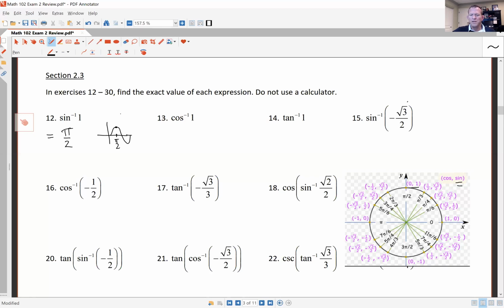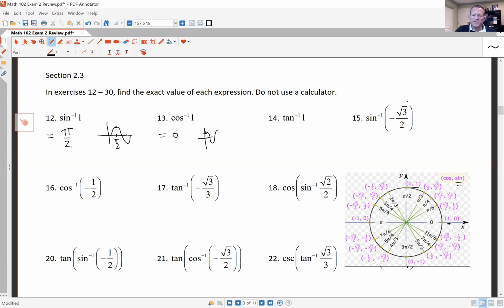The inverse cosine of 1, we're looking for the ordered pair where the x value is 1. That's this one. This is 0 radians. And again, I remember this because I know the cosine wave starts off at 0, 1.